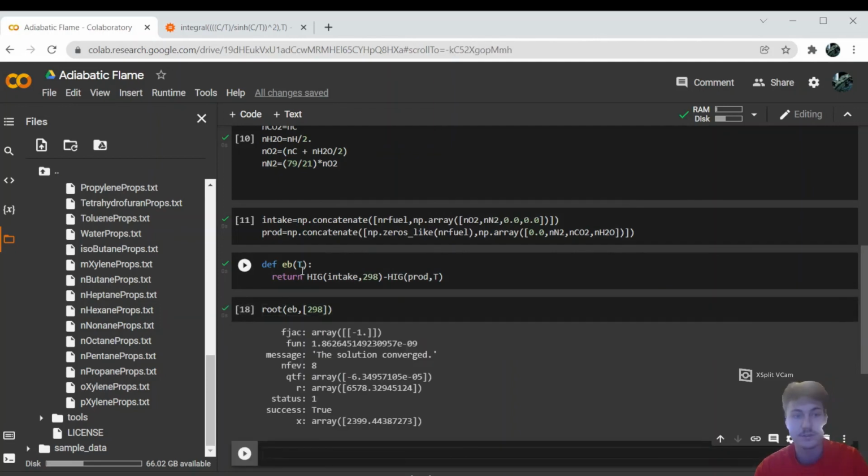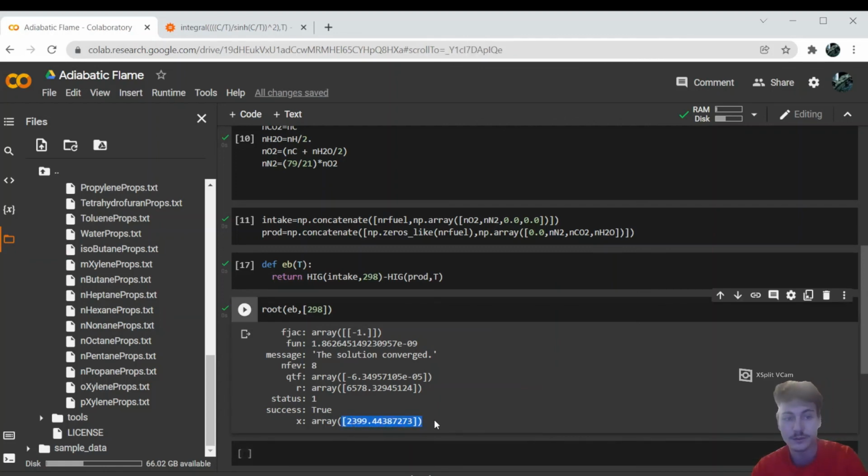And that should give us, yep, the solution converged, and it says that the final temperature will be around 2400 Kelvin. So that was this video about an adiabatic flame with a steady state, so no mass loss and no heat lost or gained, with not just oxygen, with nitrogen thrown in there as well, and with multiple different fuel sources and different ratios. So yeah.